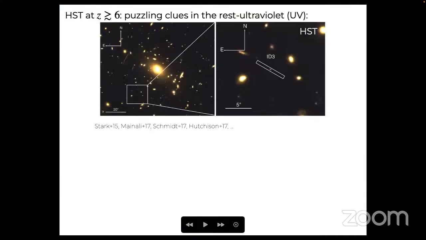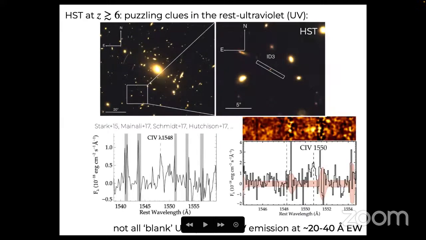Of course, we already had a clue from Hubble. Hubble was very good at taking deep images and finding the first of these galaxies at redshift beyond 6. Not so good at taking spectra. These are actually from the ground. But interestingly, even these bad spectra from the ground found emission lines in a number of these objects. In particular, this extremely prominent carbon-4 emission. So this is triply ionized carbon at 20 to 40 angstroms, unlike anything we had seen in lower redshift galaxy samples up to this point.